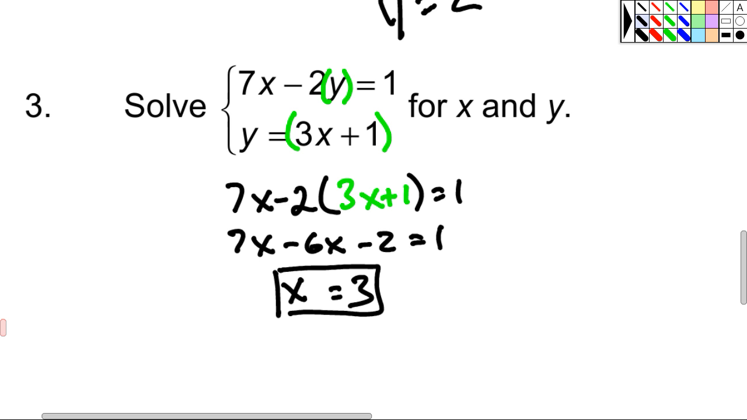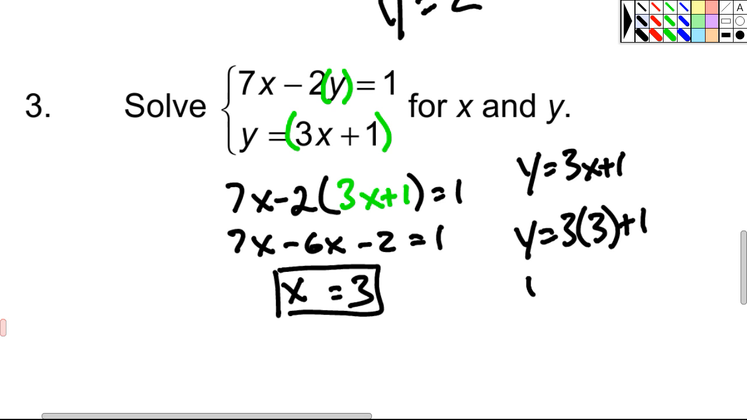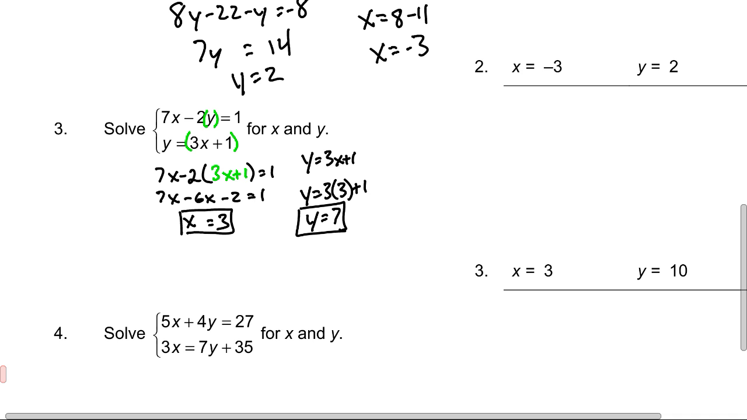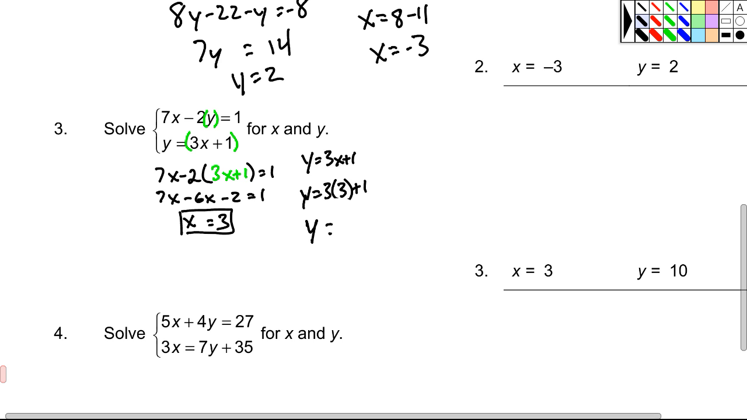Alright, well if x equals 3, let's plug it back in right here to figure out what y is. So y is equal to 3x plus 1. Y is equal to 3 times what we know about x now, 3, plus 1. So y is equal to 7. Okay? That's not true. 3 times 3 is not 6. 3 times 3 is 9. I did not pass first grade. So y is equal to 10. There we go. Looks a little better.